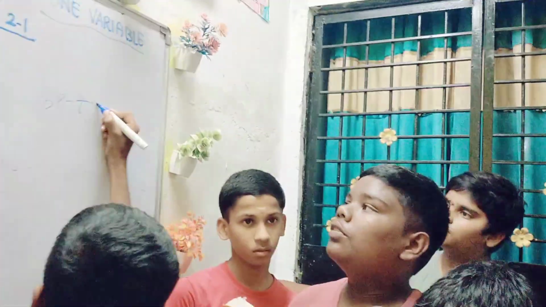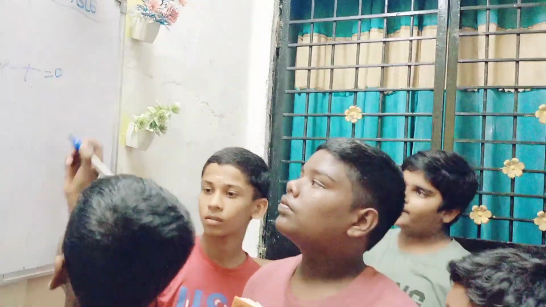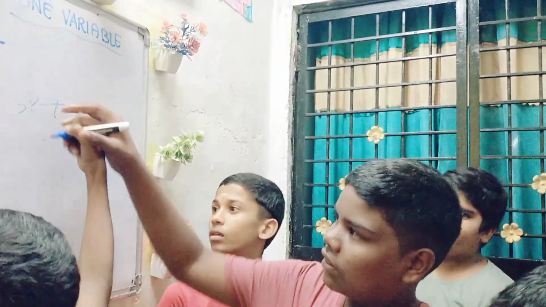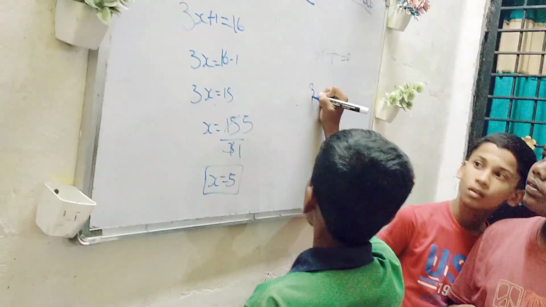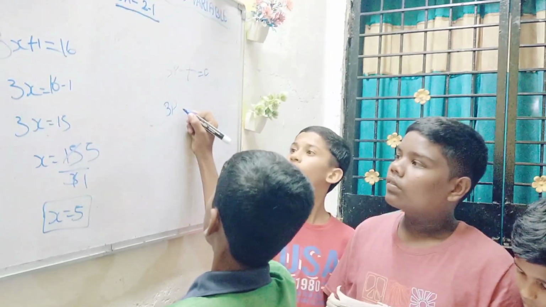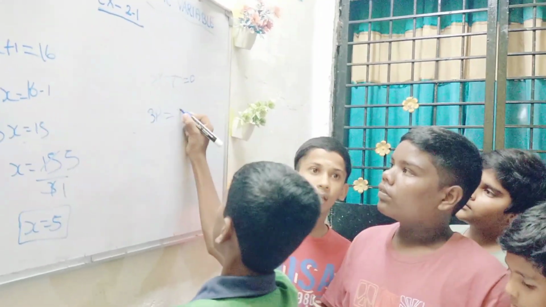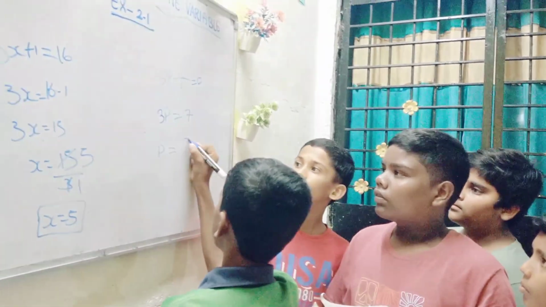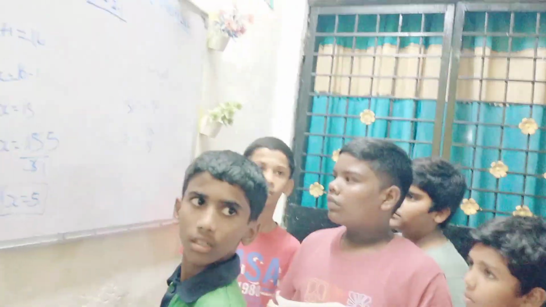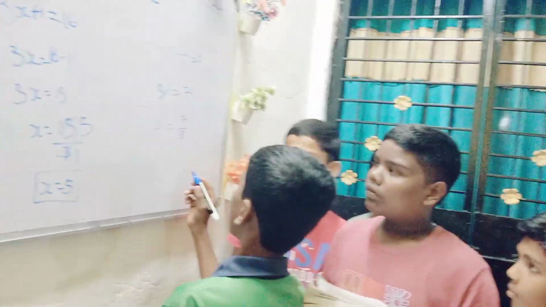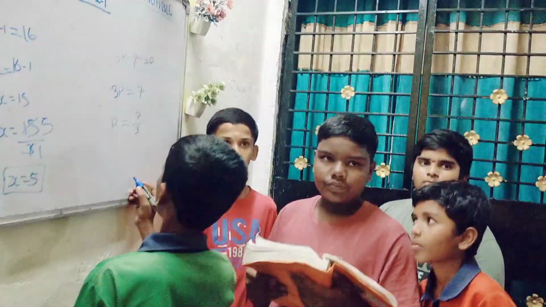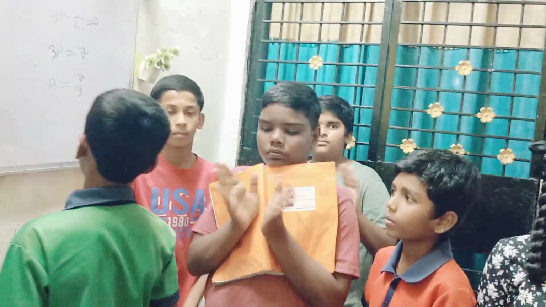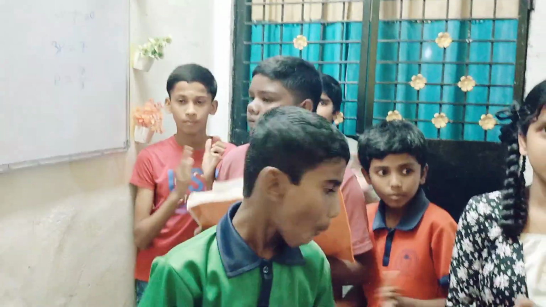3p minus 7 is equal to 0. Yes, Manish, do it. 3p is equal to 7. P is equal to 7 by 3. Can you solve it? No, right? So p is equal to 7 by 3 is the answer. All those who are watching, is it right? Yes. Please clap for Manish. Very good. Rub the board down.